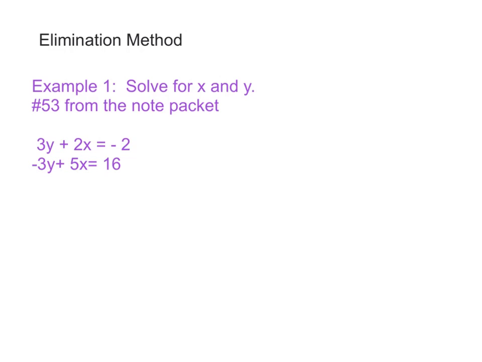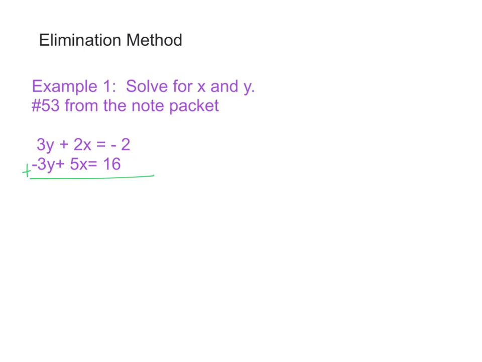So we're going to take a look. We're going to call this example 1, but this is from the note packet. It is number 53, so you should also fill this out with your notes. Looking at the two equations, we have 3y plus 2x equals -2, negative 3y plus 5x equals 16. Well, the first thing we're going to do, because we're not going to substitute, we don't have a variable that is by itself, is we're going to see, can we just add these together and will something eliminate?